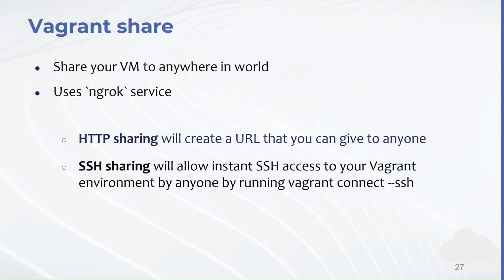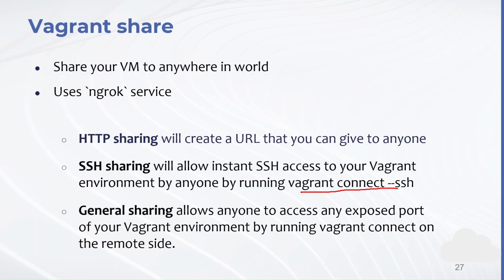Second is SSH sharing, which basically allows anyone to connect into your virtual machine using vagrant connect --ssh. And third is general sharing, which is basically any TCP or UDP port that you can share to the remote side. Now to make it work, you need to have ngrok installed. If your Vagrant Share is not working, I will also tell how you can use ngrok to have the same functionality.